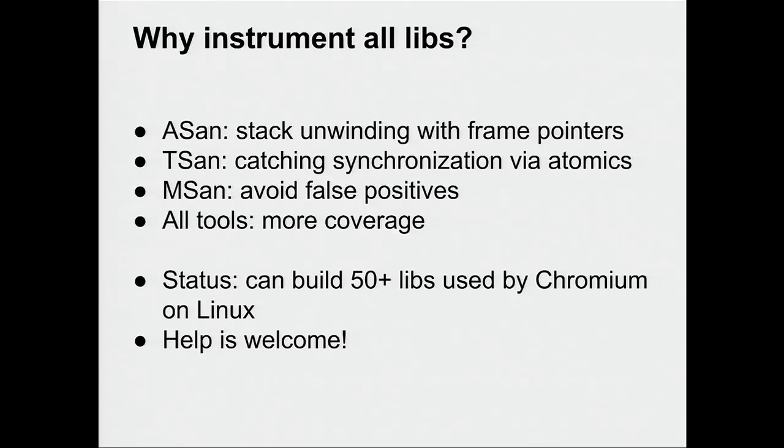Usually libraries are built without frame pointers on Linux. For TSan, this would be catching synchronization done using atomics in the library code. For MSan, this will avoid false positives. And for all of the three tools, of course, this is more coverage. Our early experiments already found a few bugs in standard Linux libraries, so we're going to extend it.